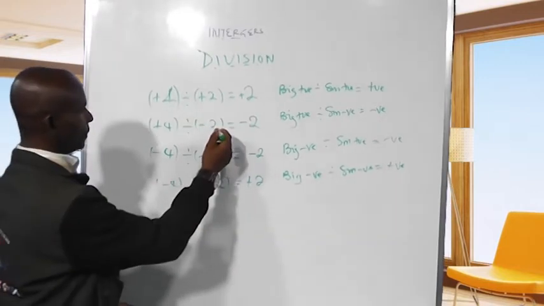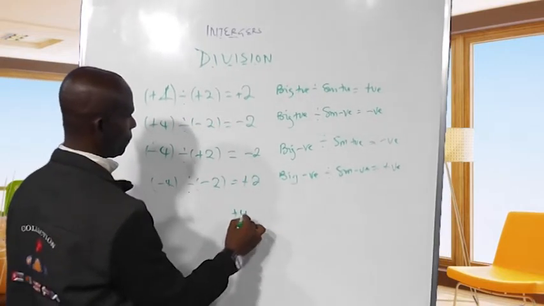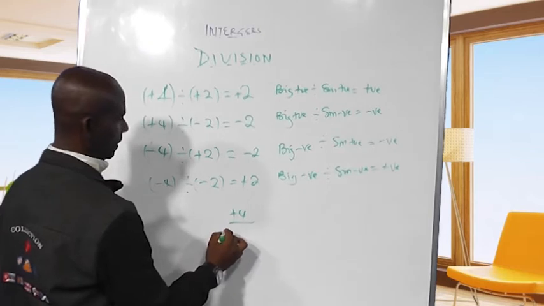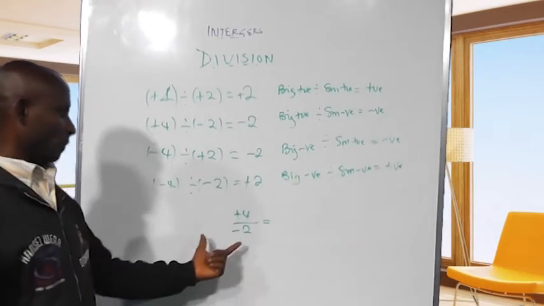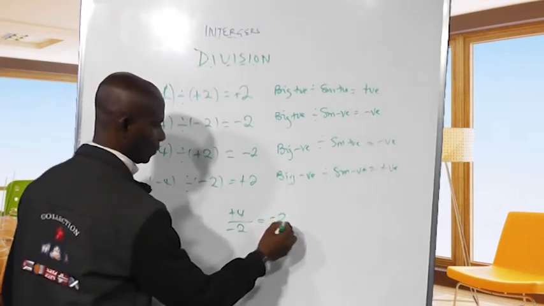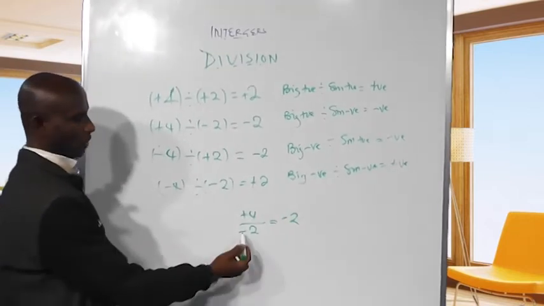In this second example here, we have plus 4 divided by minus 2. We now discover that our answer is minus 2. Why do we have minus 2? The minus overwhelms the positive.